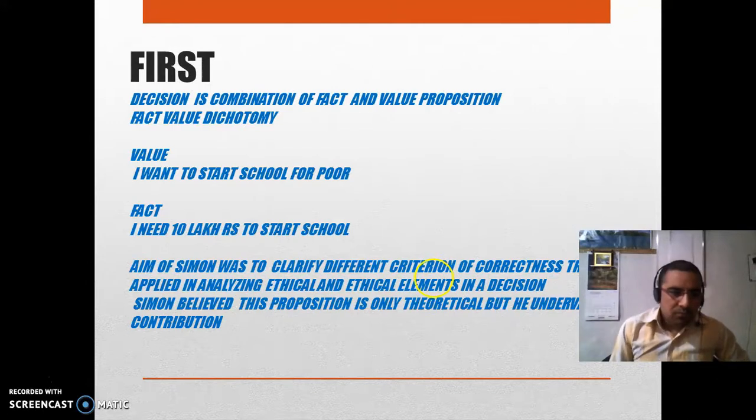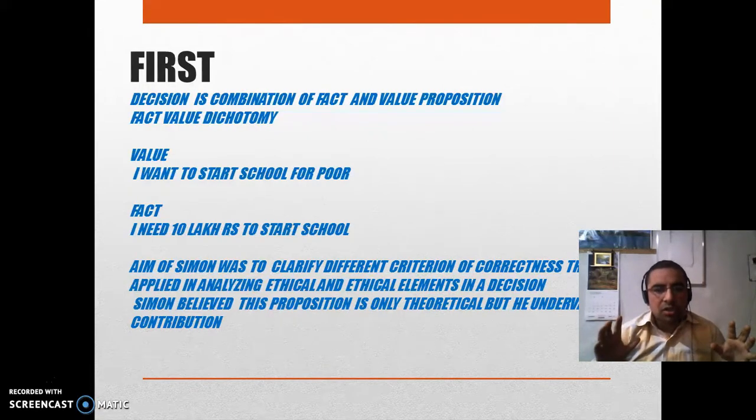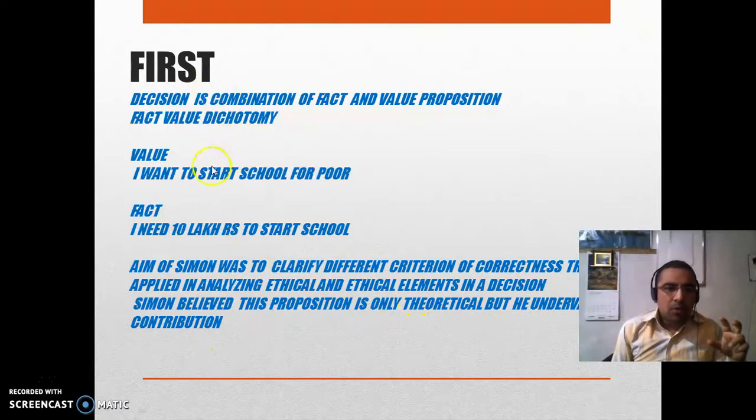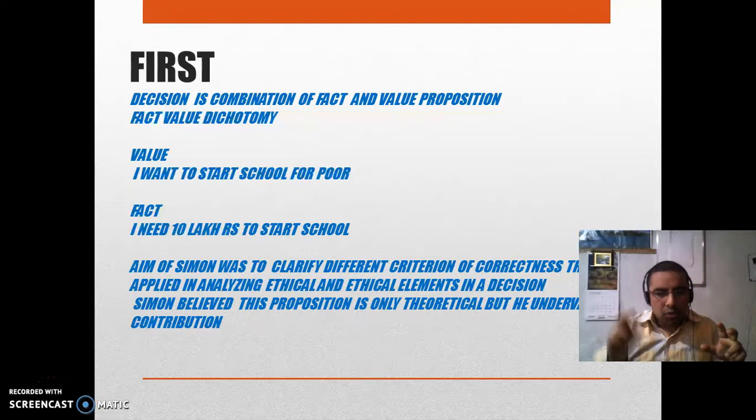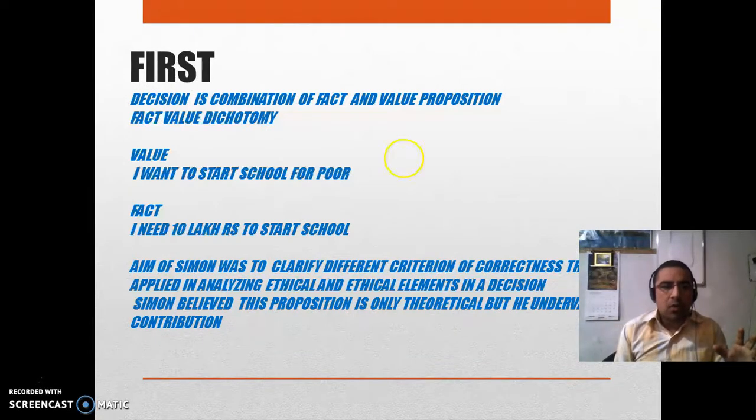The first pillar is that a decision is a combination of fact and value proposition, also known as the fact value dichotomy. Herbert Simon says that whenever we take any decision, what is a decision? It is a combination of fact and value proposition. For example, you go to a rural area and you see that the people are very poor. They don't have the means to get their students educated. So you feel bad about them. So you take a decision that you will start a school for the poor.